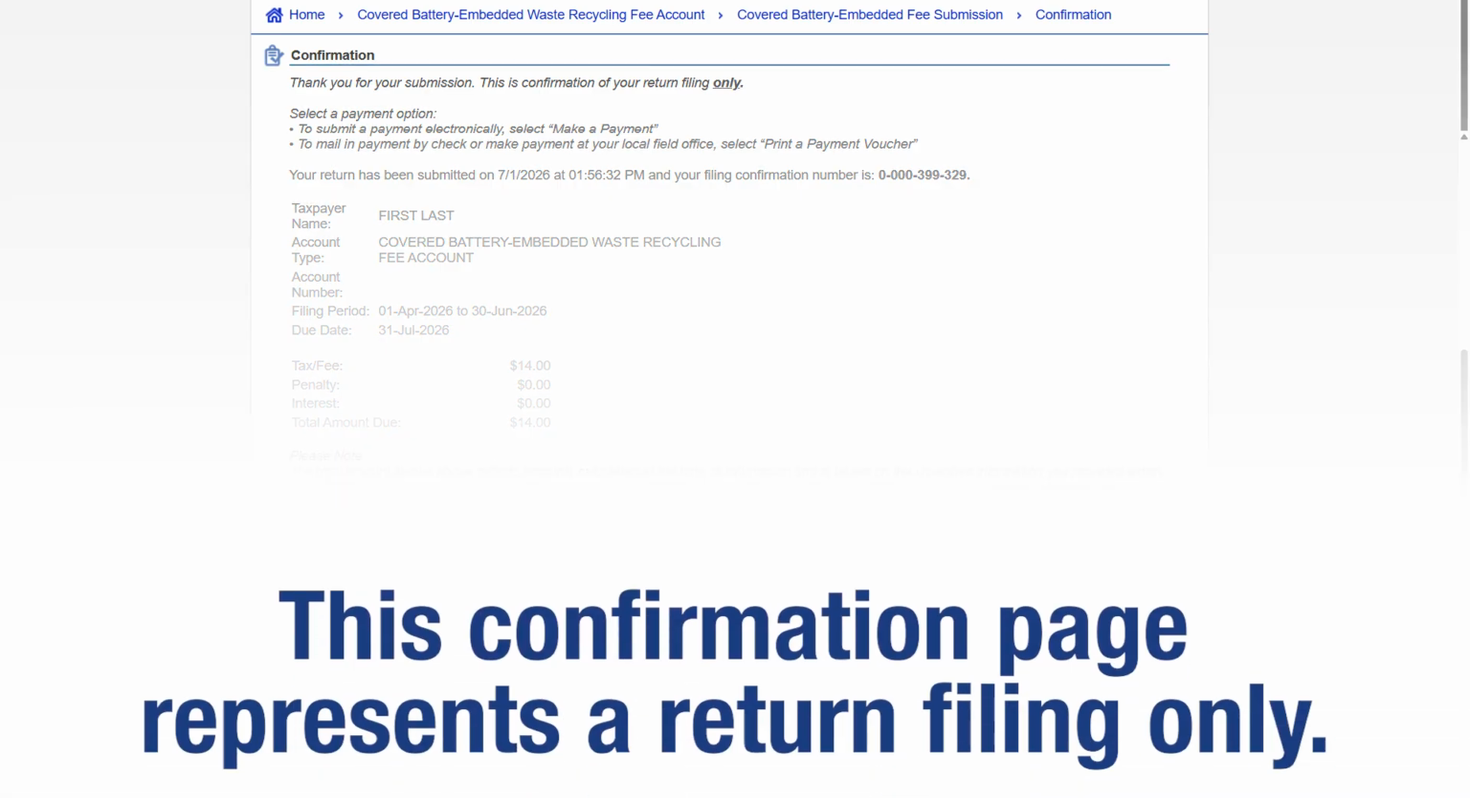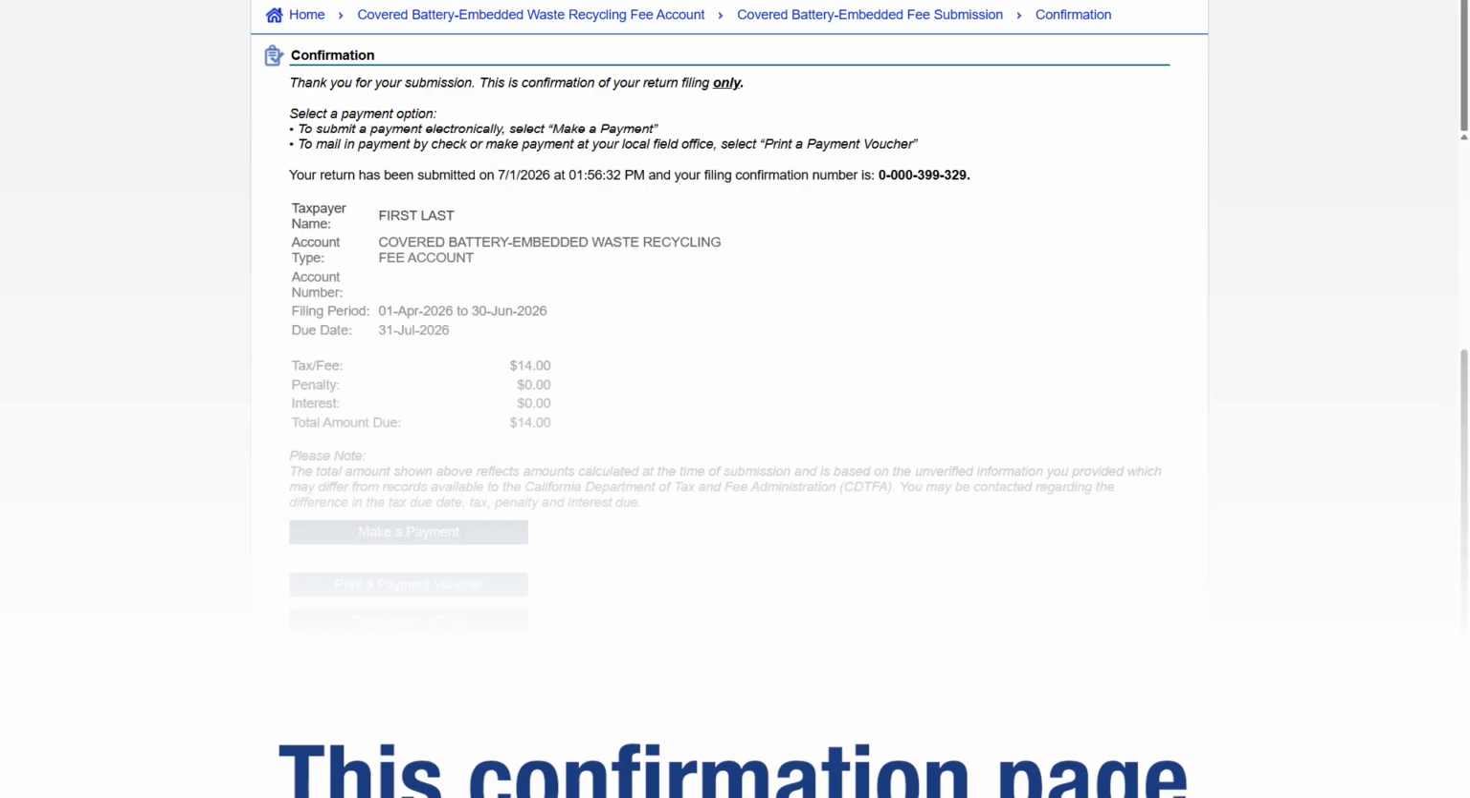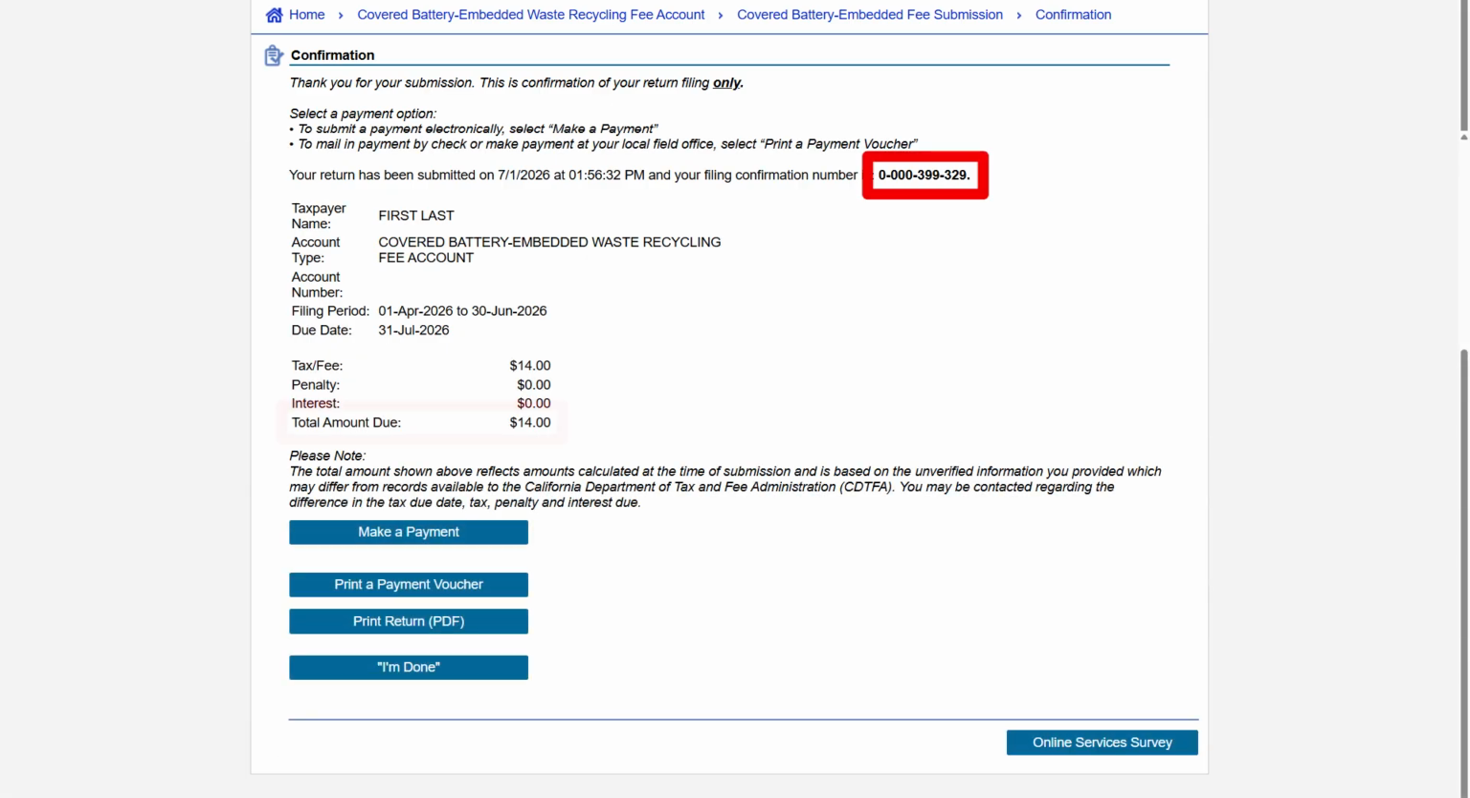This confirmation page represents a return filing only. Please take note of your confirmation number and the total amount due. To make an electronic payment, click on the Make a Payment button. To print your submitted return, click on the Print Return button. You can also share your feedback by clicking on the Online Services Survey button.